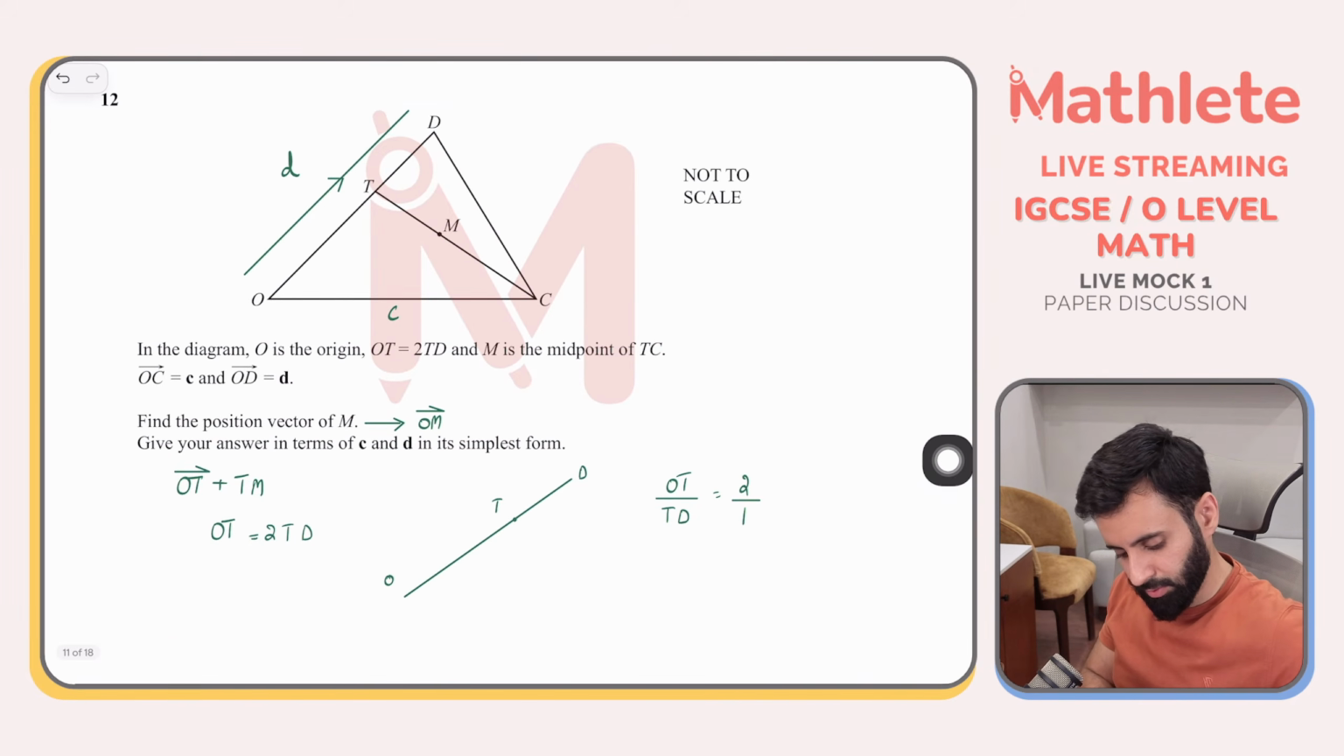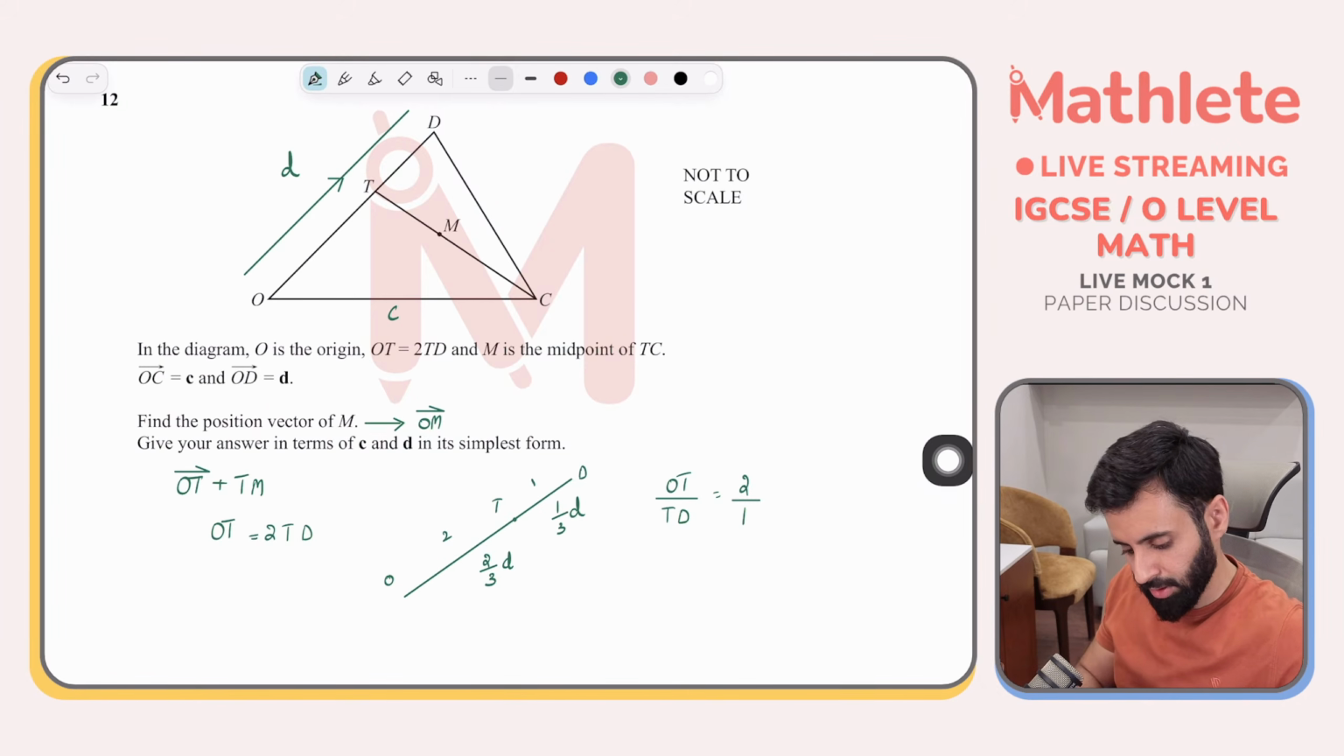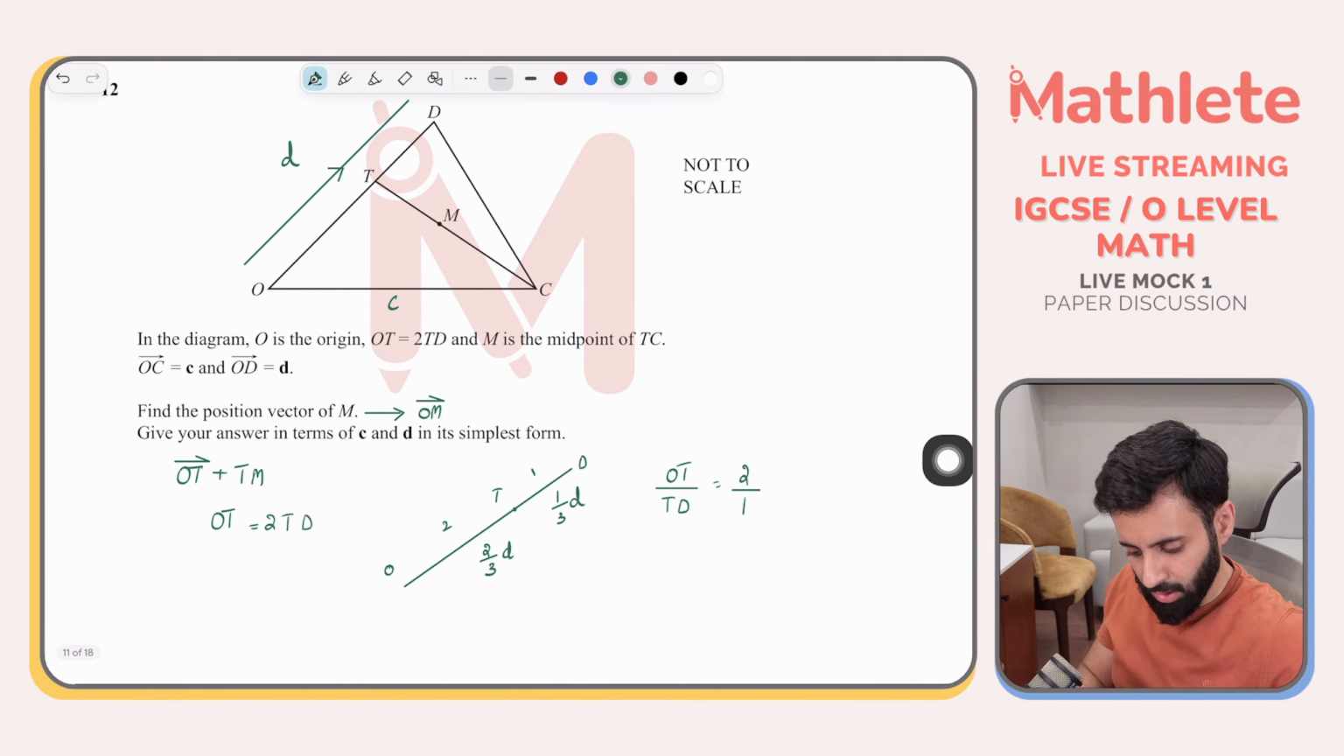Okay, so I repeat. If you shift TD under OT, this becomes OT upon TD, which is equal to 2:1. That means OT is 2 parts, TD is 1 part. So that means the total vector has been split into 3 parts. So OT becomes 2/3 of the total, and the total is d, and TD becomes 1/3 of the total. So that is 1/3 d. Is that done? Okay, now. Okay, now let's do one thing.